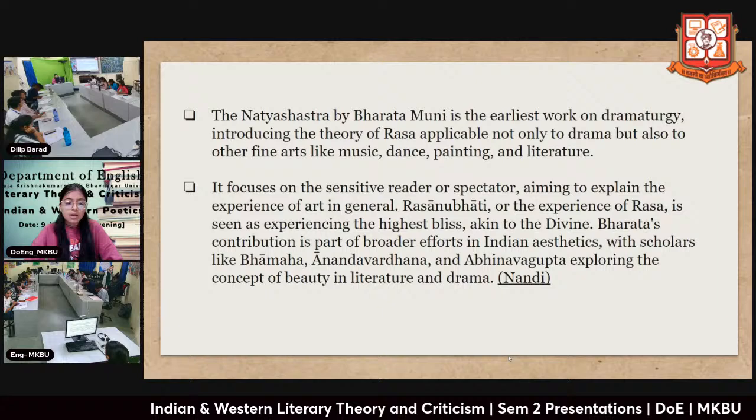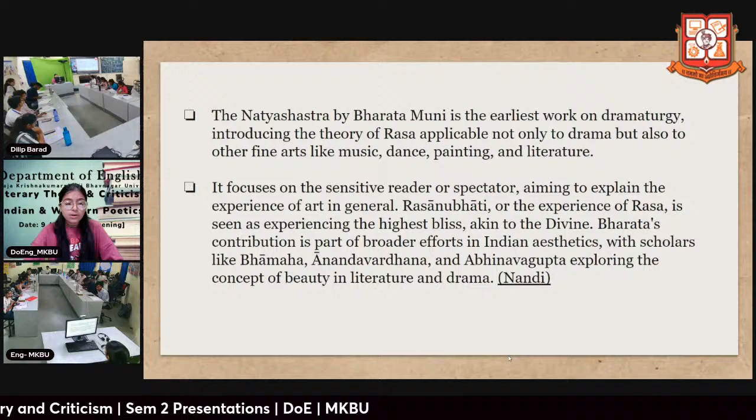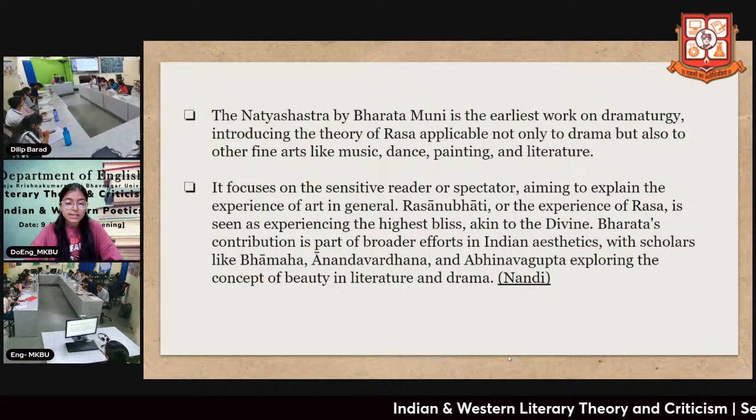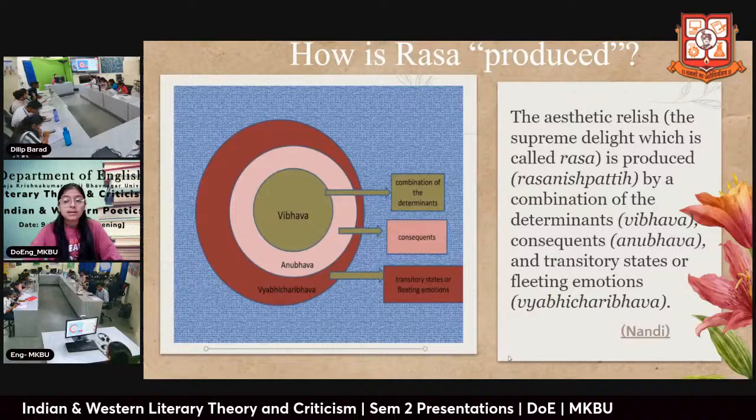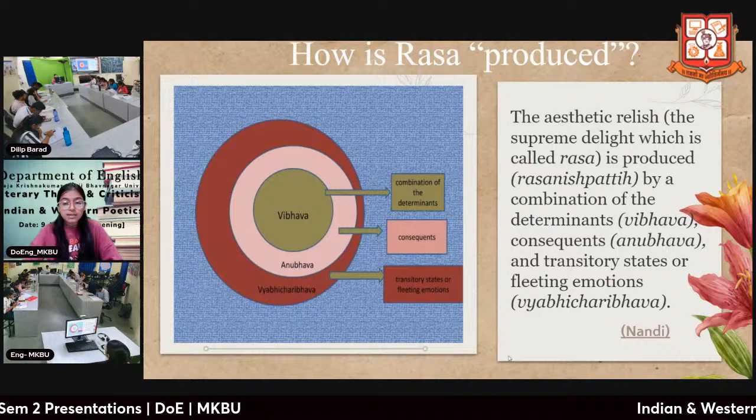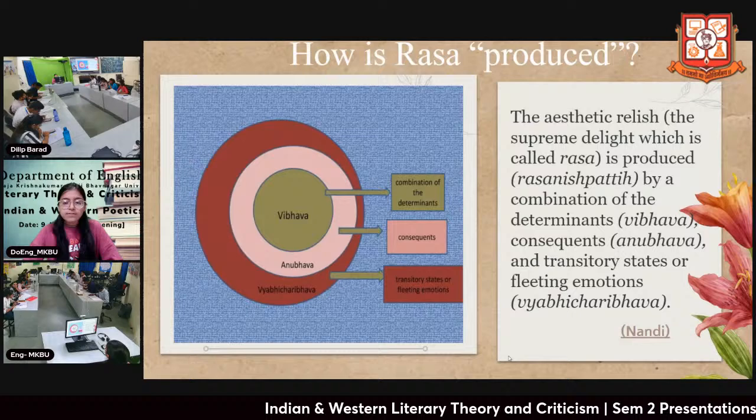Bharat's contribution is part of broader efforts in Indian aesthetics, with scholars like Bhamaha, Anandvardhan and Abhinavagupta exploring the concept of beauty in literature and drama. How is Rasa produced? The aesthetic release, meaning the supreme delight, which is called Rasa, is produced, meaning Rasanishpatti, by a combination of the determinants, meaning vibhava, consequents, meaning anubhava, and transitory states or fleeting emotions, meaning vyabhichari.